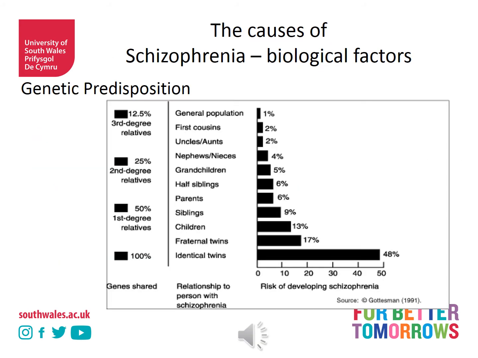Study this chart carefully. It shows the relative risk that you have of developing schizophrenia as a function of the genes shared with an individual who already suffers from the disorder. So if you have an identical twin with schizophrenia, you've got a 48% chance of developing the disorder, and if you don't have any relative with schizophrenia, then you've got a 1% chance of developing the disorder.